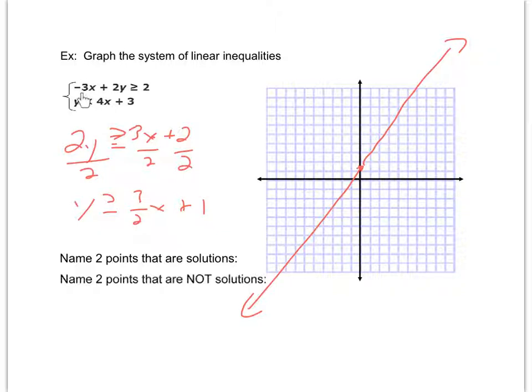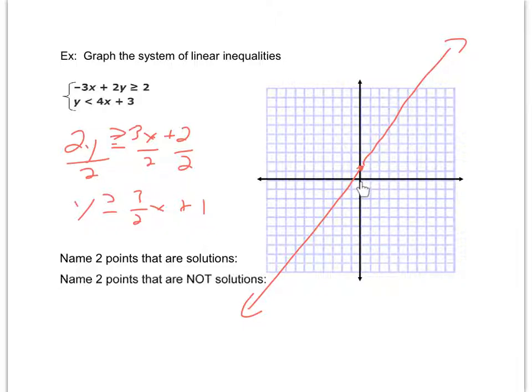What's -3 times 0? 0, very good. What's 2 times 0? 0, very good. What's 0 plus 0? 0, very, very good. Is 0 greater than or equal to 2? The answer to that is no.